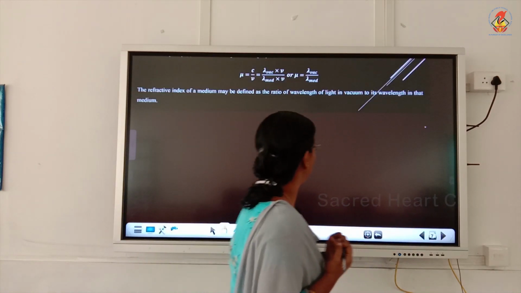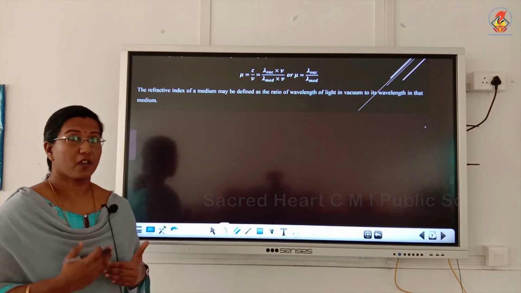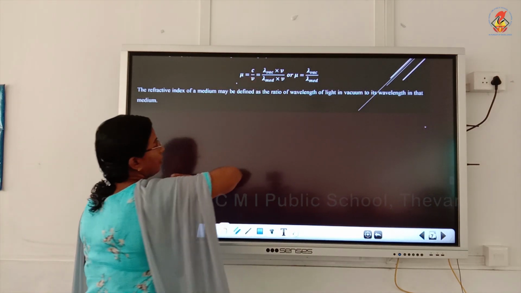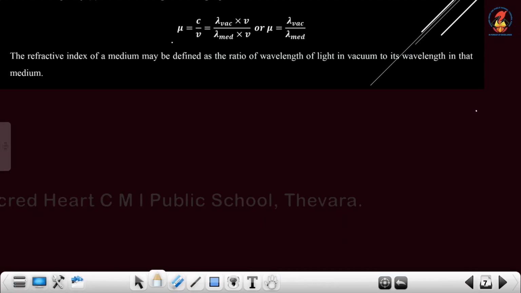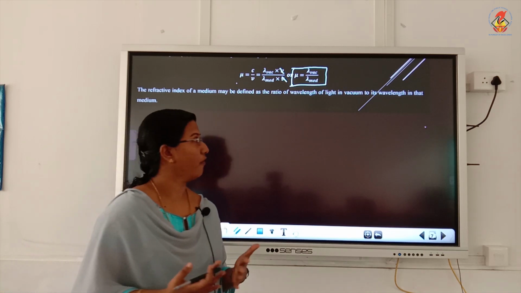So, we can define the refractive index of the medium in terms of the wavelength of light. I told you mu is equal to C by V if it is the absolute refractive index, which means nu into lambda of vacuum divided by nu into lambda of medium. Nu and nu will cancel. So, the refractive index in terms of wavelength of light is the wavelength of light in vacuum to the wavelength of light in the given medium.